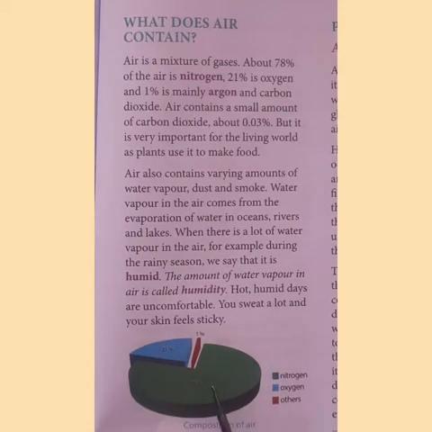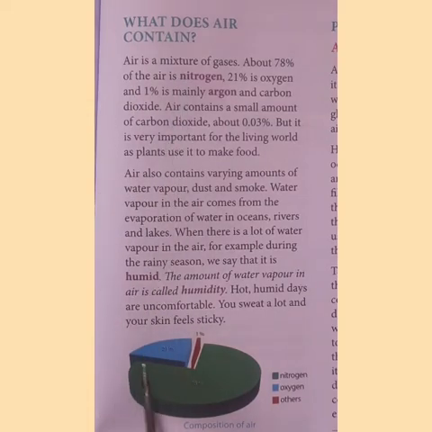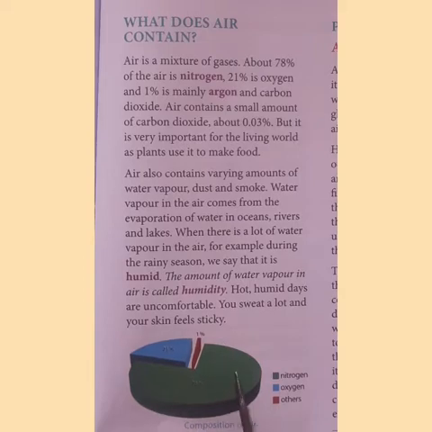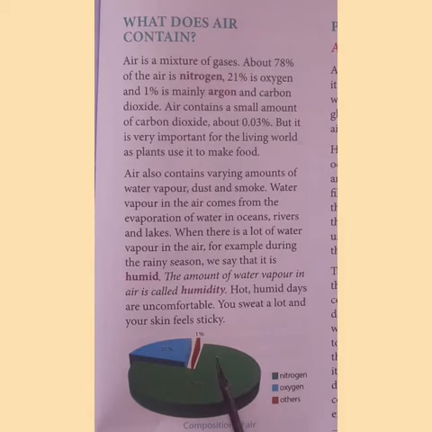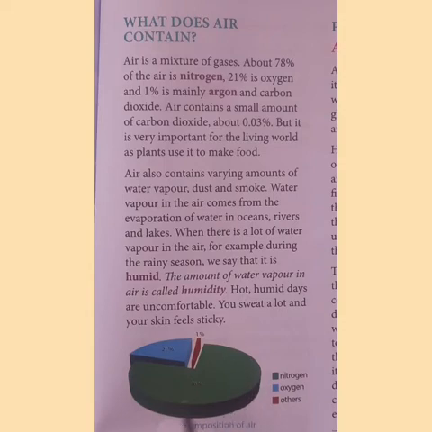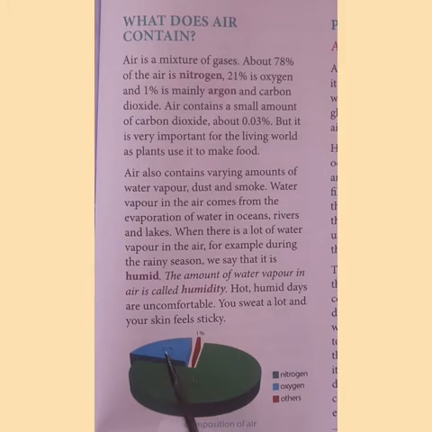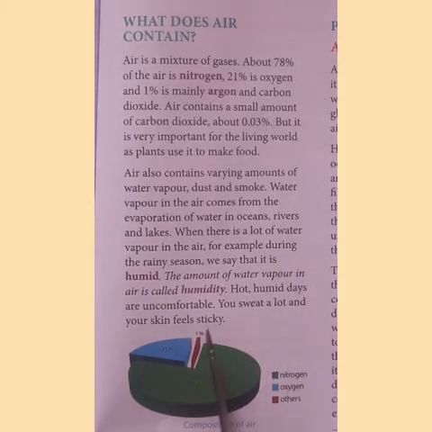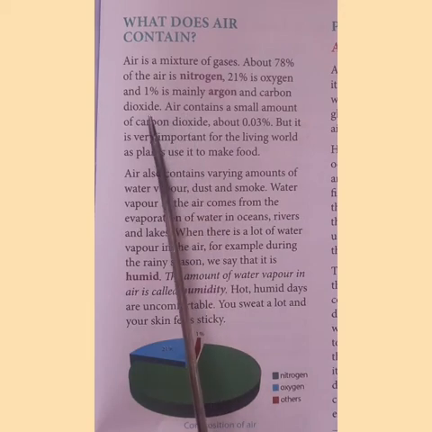A graph is given where green color represents nitrogen, blue color represents oxygen, and 1% of brown color represents other gases. Let us study. See, air is a mixture of gases. About 78% of air is nitrogen. So, which is the highest percent of gas found in the atmosphere? It is nitrogen. Nitrogen is found abundantly in the atmosphere. Then about 21% is oxygen, and only 1% we have other gases like argon and carbon dioxide.